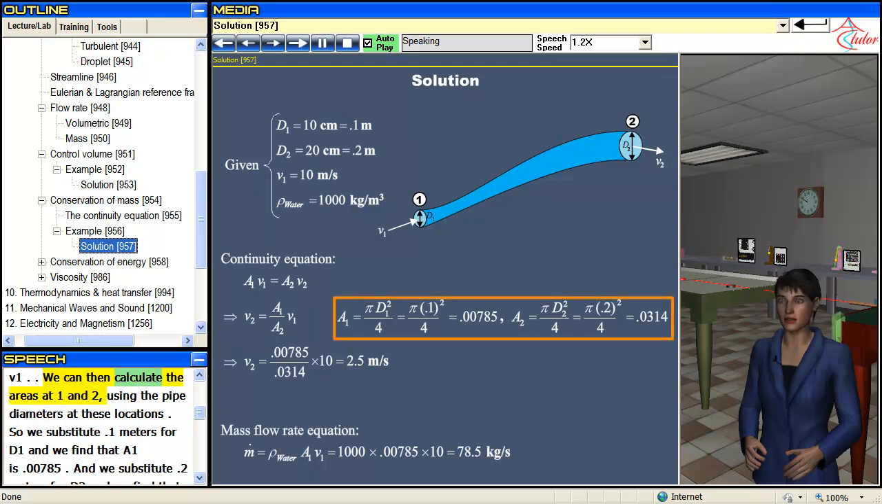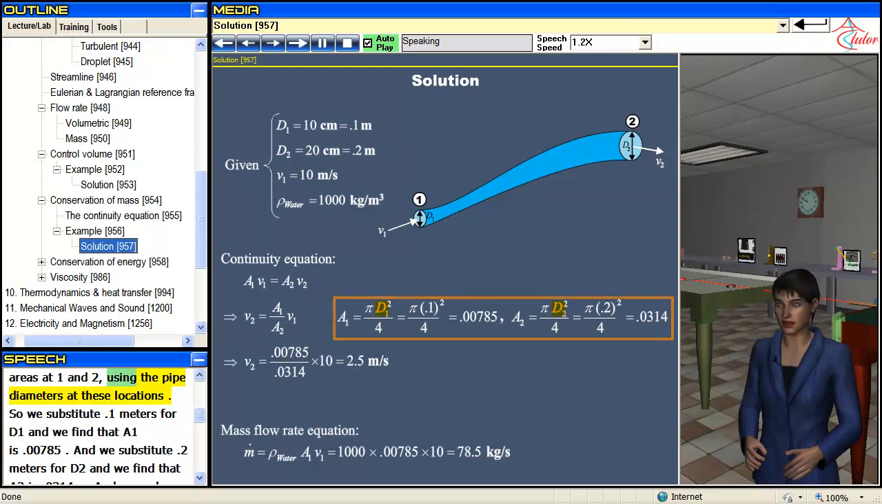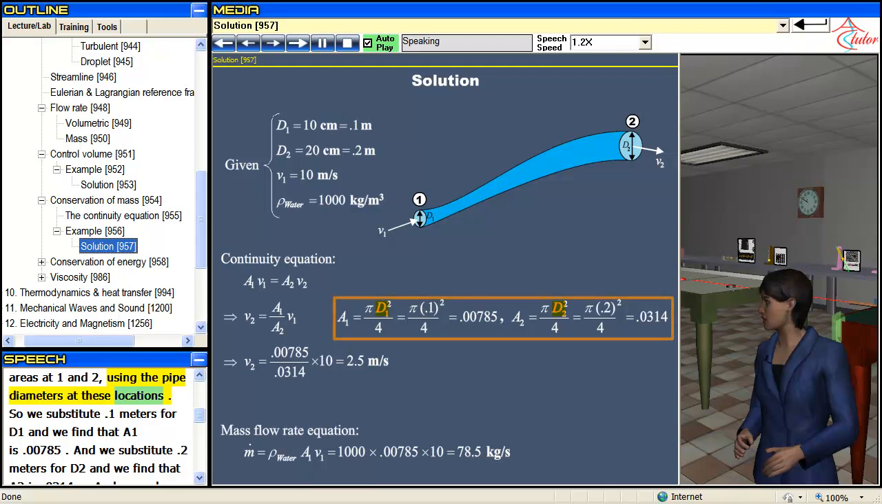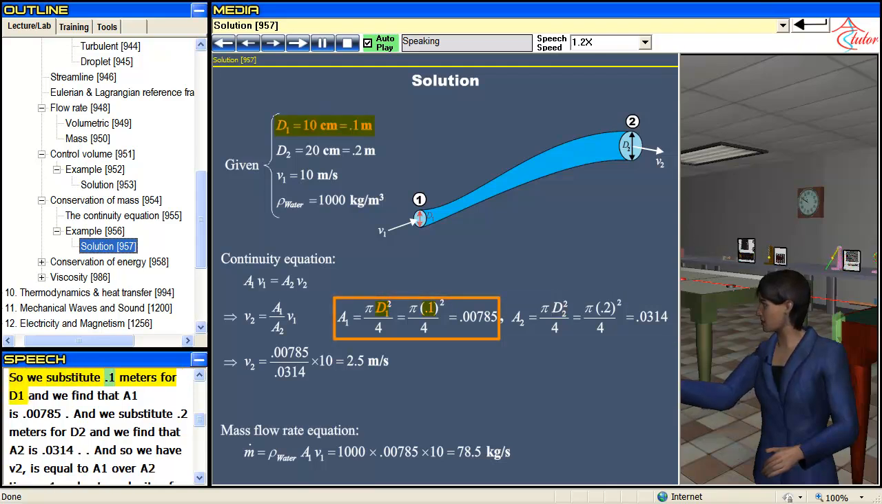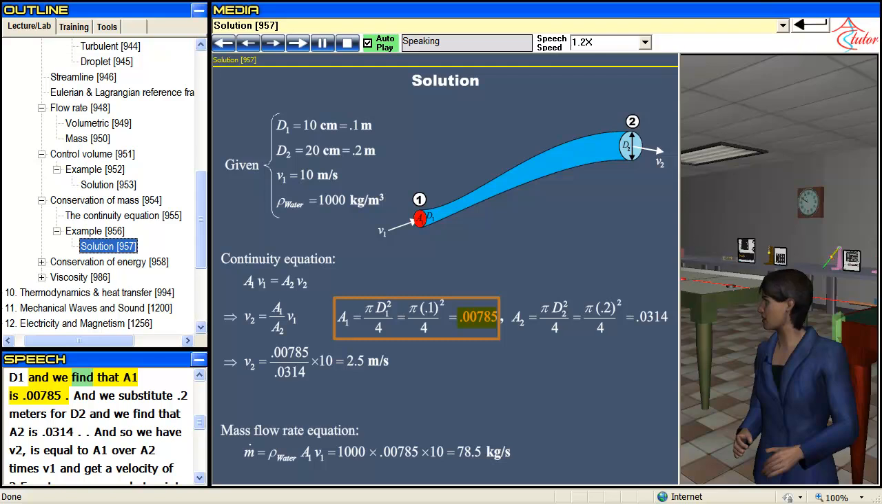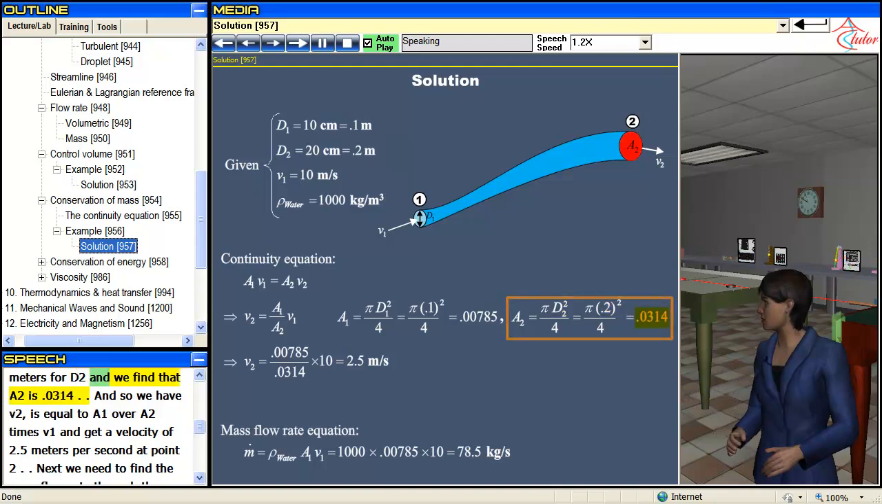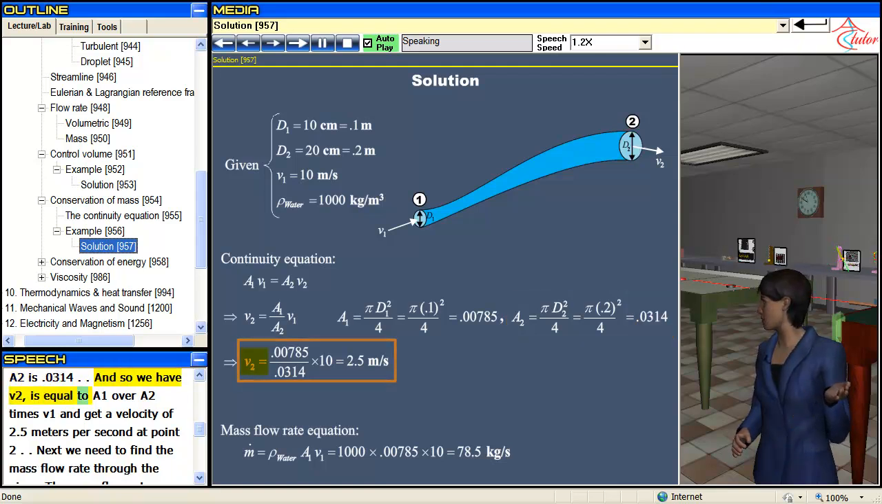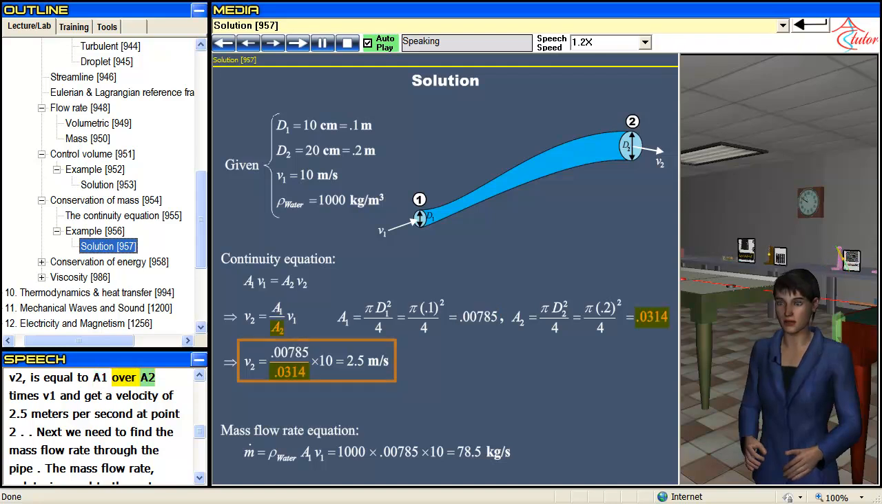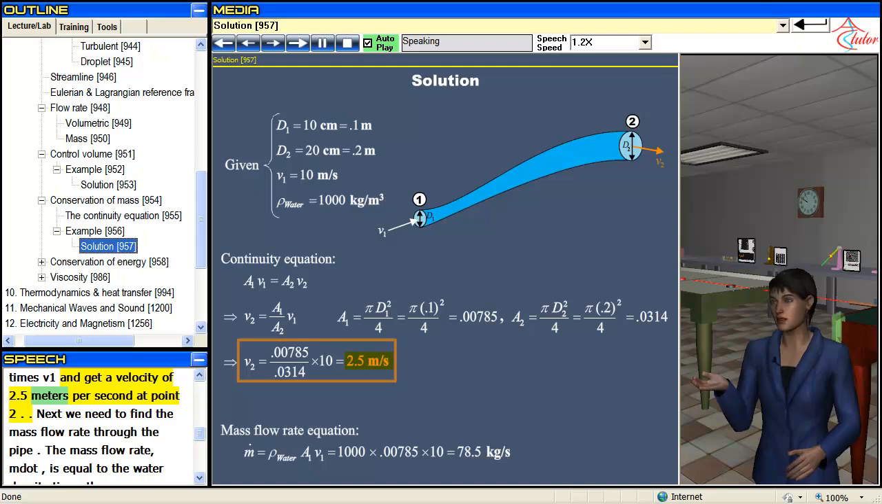We can then calculate the areas at 1 and 2, using the pipe diameters at these locations. So we substitute 0.1 meter for D1, and we find that A1 is 0.00785, and we substitute 0.2 meter for D2, and we find that A2 is 0.0314, and so we have V2 is equal to A1 over A2 times V1, and get a velocity of 2.5 meters per second at point 2.